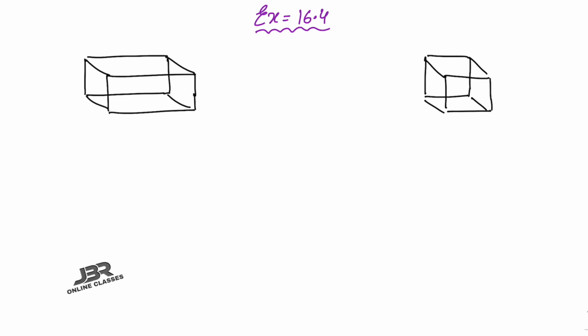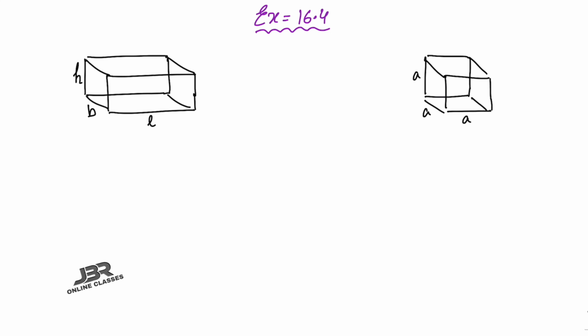Now for the cuboid, length equals L, breadth equals B, and height equals H. These are the three dimensions. And for the cube, all sides are equal. That means length, breadth, and height are all a units.